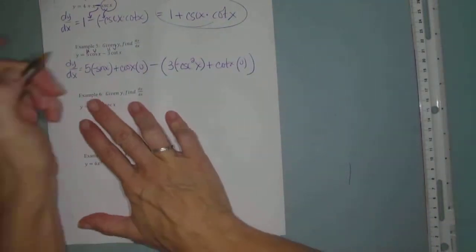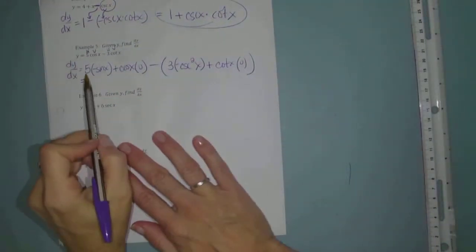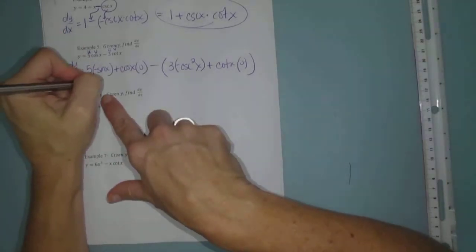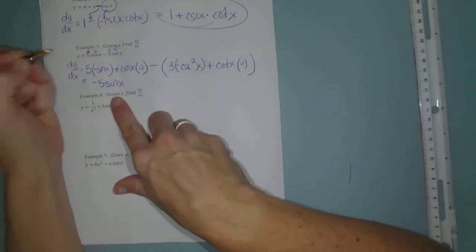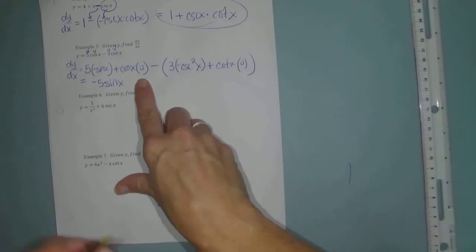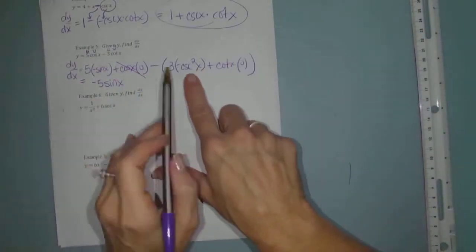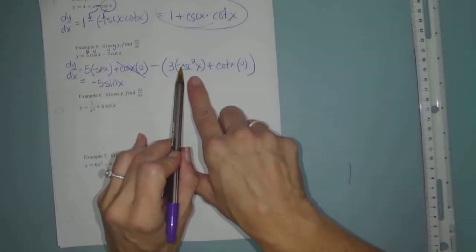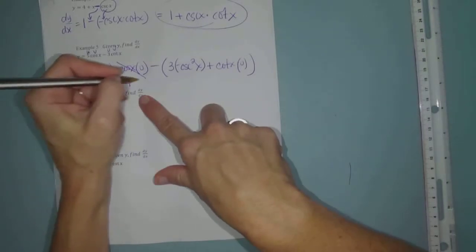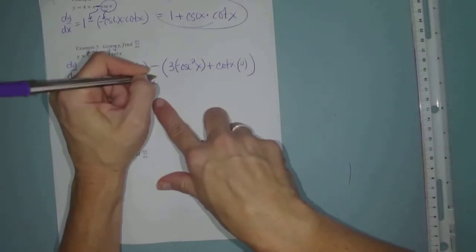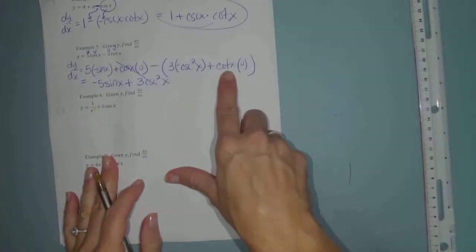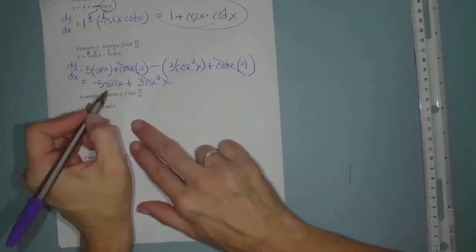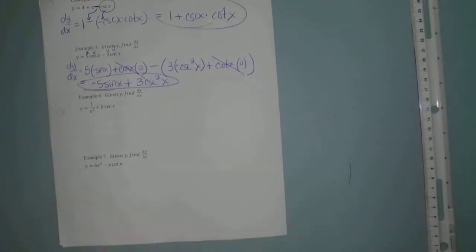So, final answer. 5 times negative sine x is negative 5 sine x. Cosine x times 0 will drop out. Here, the negative times the negative here will make positive 3 cosecant squared x, and this will drop out. So here is my final answer.